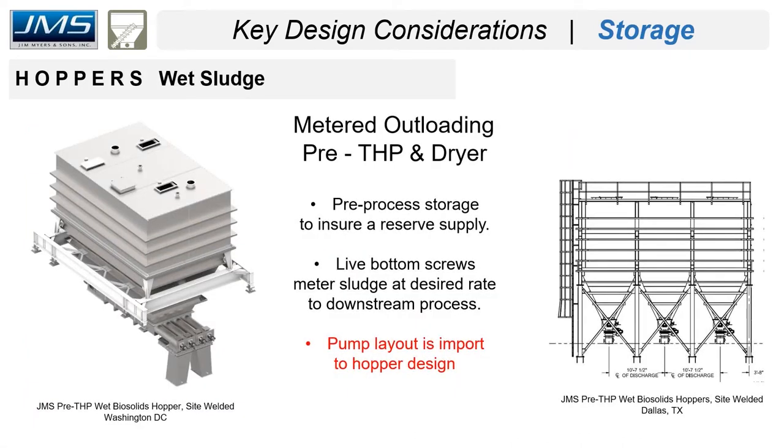Here is a couple of examples for a metered sludge for wet sludge hoppers. This is one of four we did for Washington, D.C., for the Blue Plains system there. Sludge is metered out and dropped into PC pumps that take it to, this is pre-THP process. This is metered out, sent to the THP process. This is one of two multiple split bottom hoppers for Dallas. That's also THP process, pre-THP.